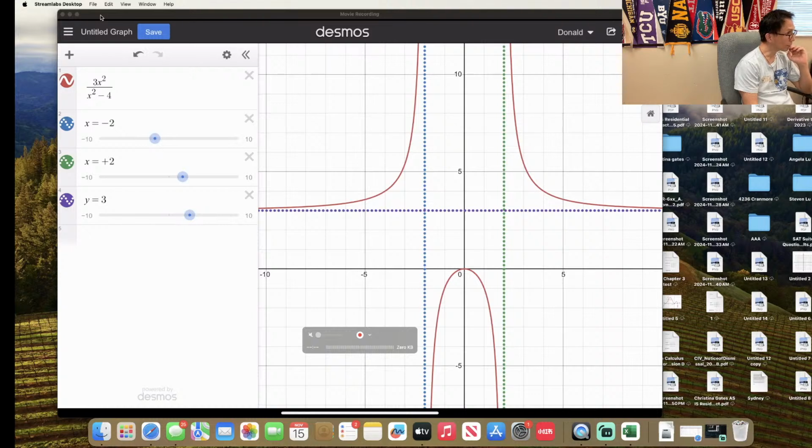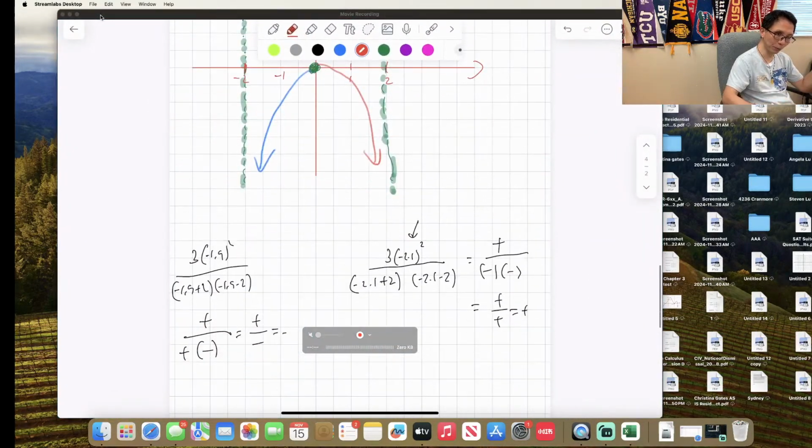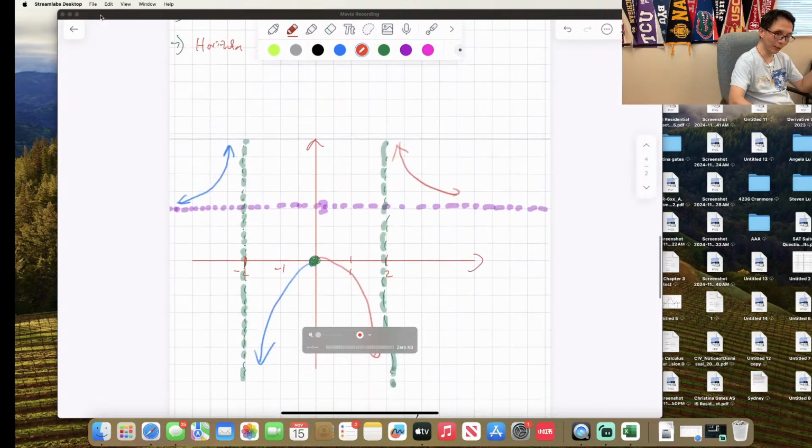Yes. If you had used +2 instead of -2, would you still get the same answers? What do you mean, negative 2.1, or if you had done 2.1? Yeah, you will get roughly the same answer, because if I were to plug in 2.1, it'd be 3 times 2.1 squared, that's going to be positive. 2.1 plus 2, is that negative or positive? Positive, right? 2.1 minus 2 is going to be positive. So it'd be positive over positive over positive, right? It's positive.